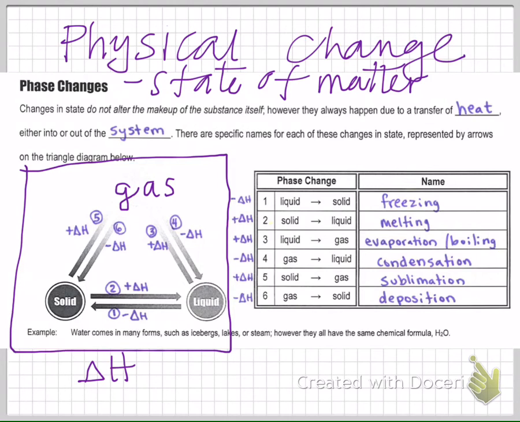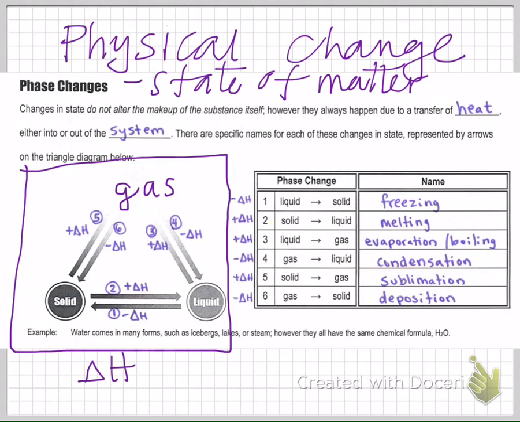So when you have freezing, this is indicated by a negative delta H, which is exothermic. That means the heat is exiting the system, which is why it will freeze. Same thing with gas to liquid. That's condensation. So heat is leaving the system.